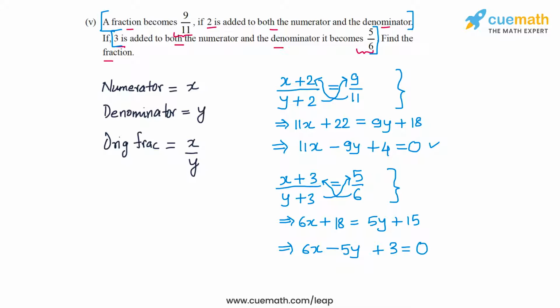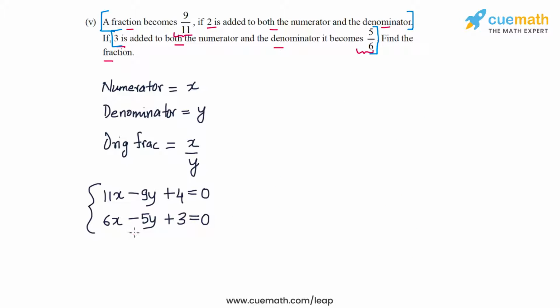So the two equations that we get in this situation are 11x minus 9y plus 4 equal to 0 and 6x minus 5y plus 3 equal to 0. Now what we have to do is solve this pair of equations by substitution and find the values of x and y. So let's do that now. From the second equation I will write y in terms of x, and then I will substitute that into the first equation.